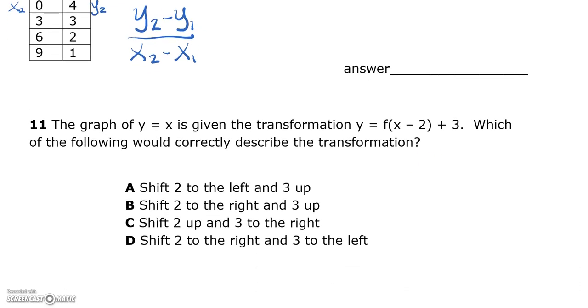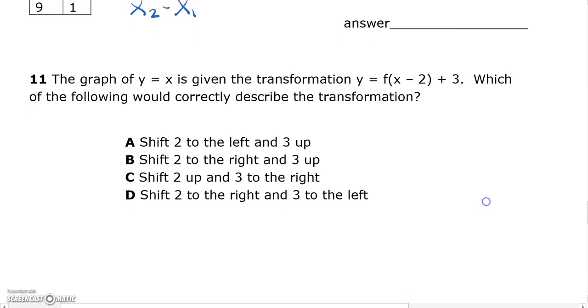Okay, number 11, the graph of y equals x is given the transformation y equals f of x minus 2 plus 3. Which of the following would correctly describe the transformation? So I had all this written on the board, and you should have just looked to see x minus 2. If there's a minus inside the parentheses, that means it's going to the right. Okay, and then plus 3 outside the parentheses means it's going up. So the only one that says right and up is B.